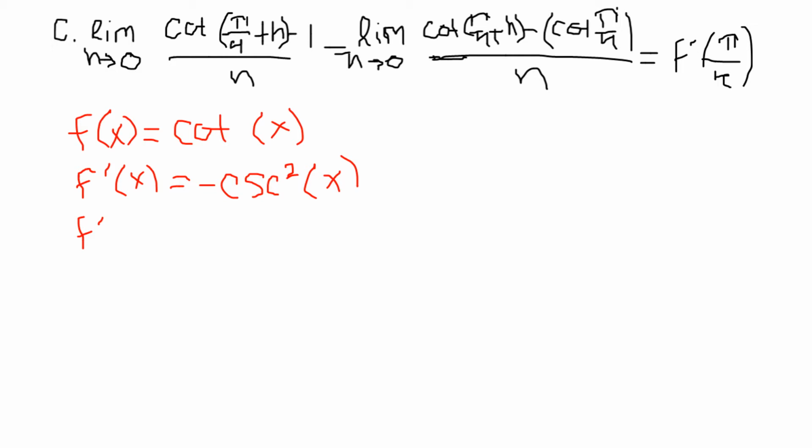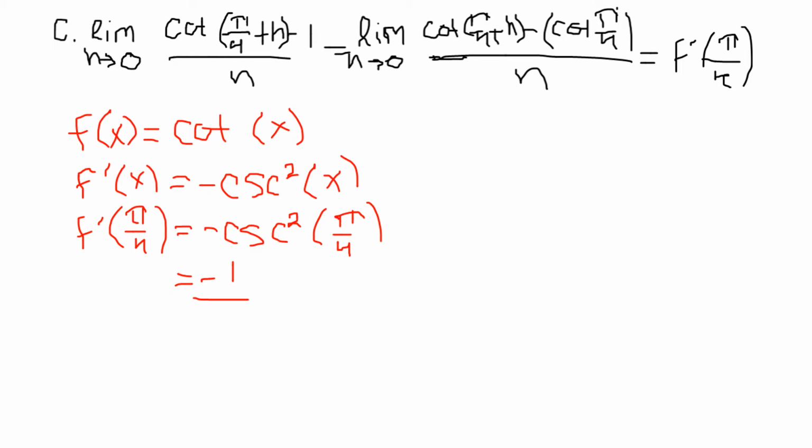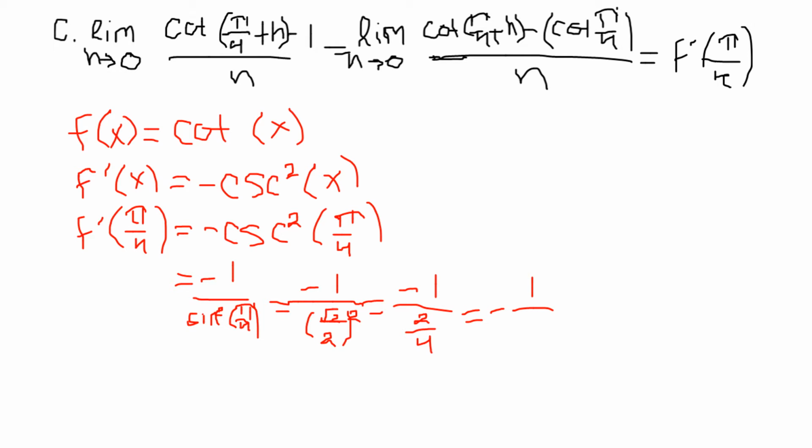We can plug in: f prime of pi over 4 equals negative cosecant squared of pi over 4, which is equal to negative 1 over sine squared of pi over 4, which is equal to negative 1 over square root of 2 over 2, squared, equals negative 1 over 2 over 4, equals negative 1 over 1/2, equals negative 2.